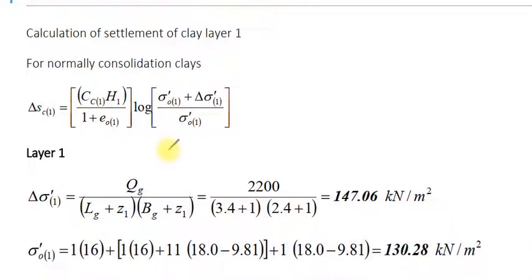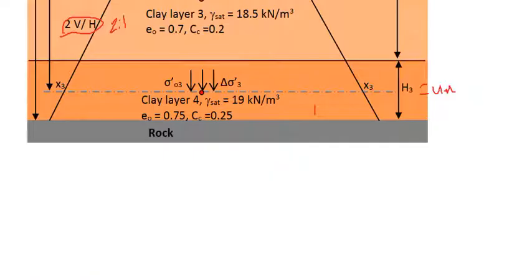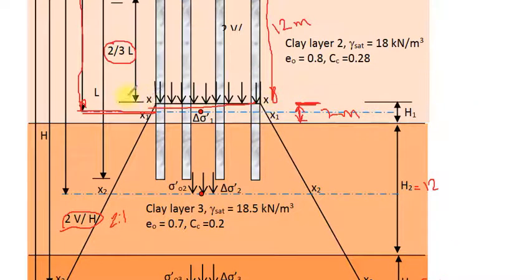Here is the calculation. For layer 1, delta sigma, the stress increase at the first layer, equals the applied load of 2200 kN over the length of the group plus Z1. Z1 is from the equivalent raft to the middle of the layer.